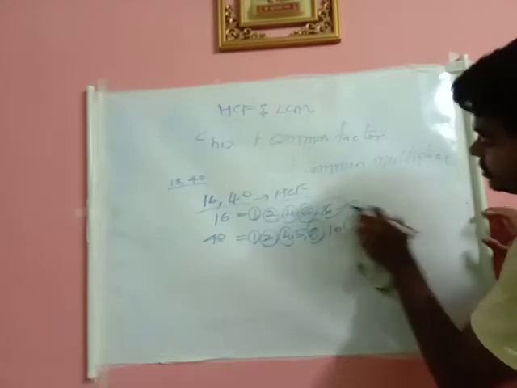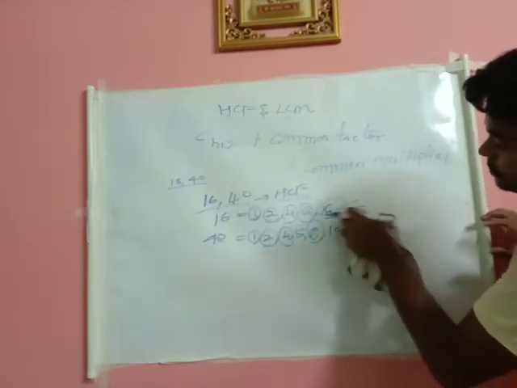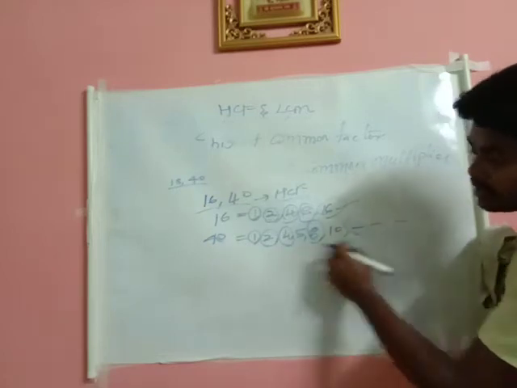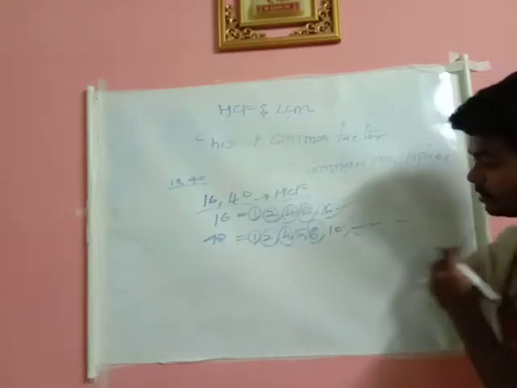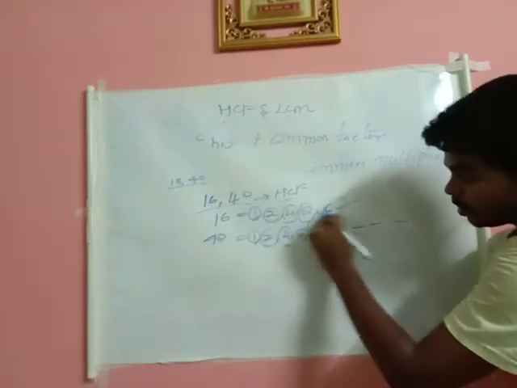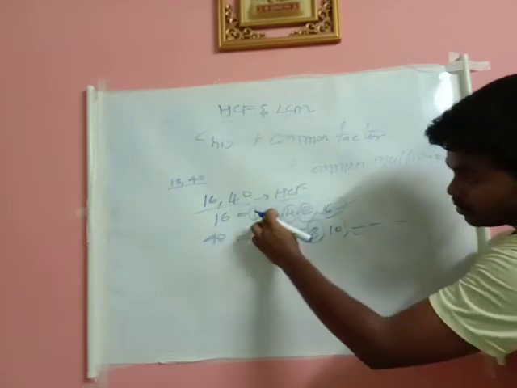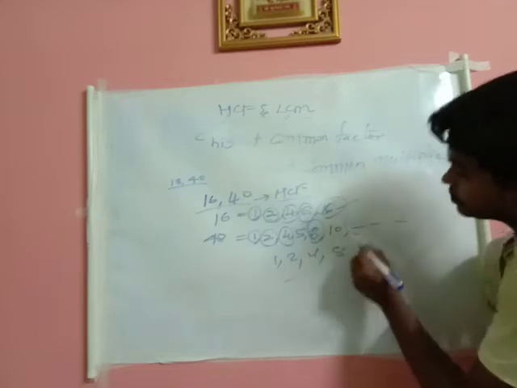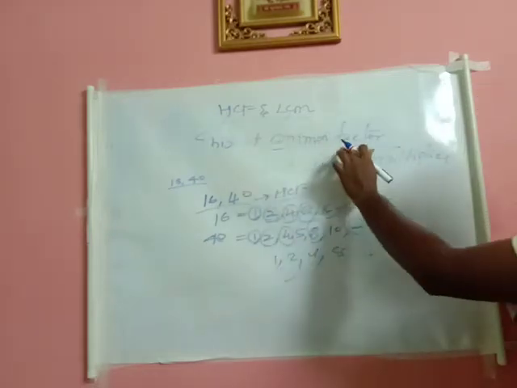So now 16 is not a factor of 40, right? 16 is not a factor of 40. Now see, what are the common factors of 16 and 40? 1, 2, 4, 8. So 1, 2, 4, 8 are the common factors. So I got my common factors.